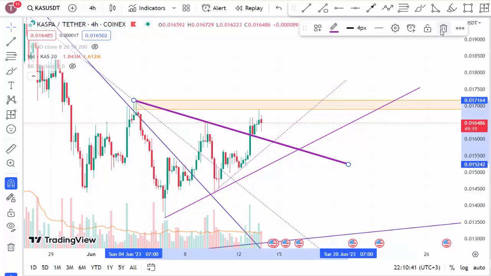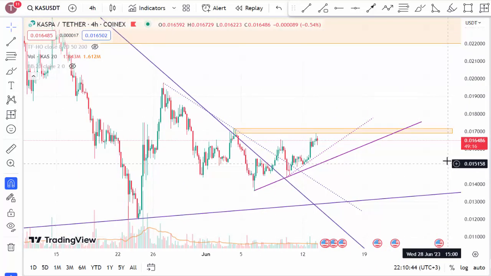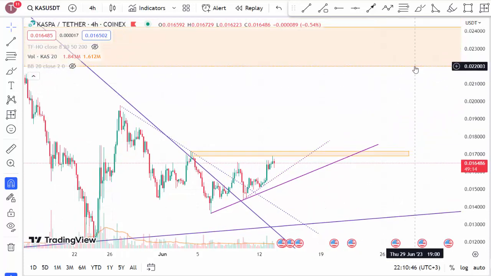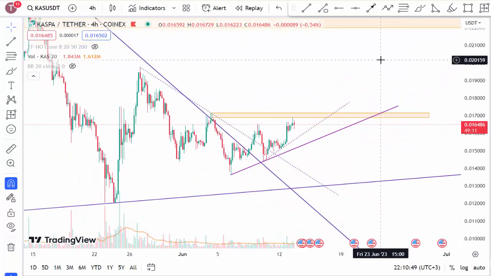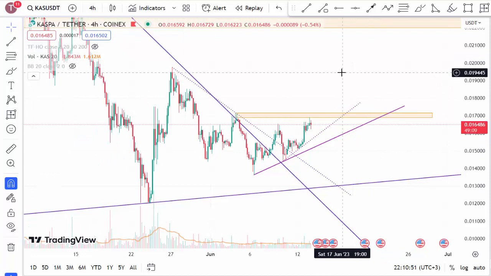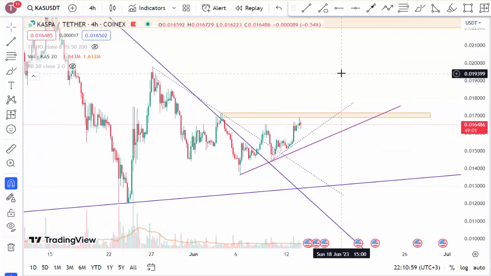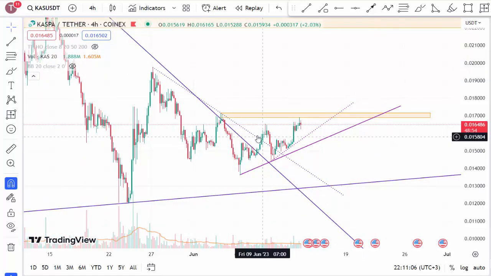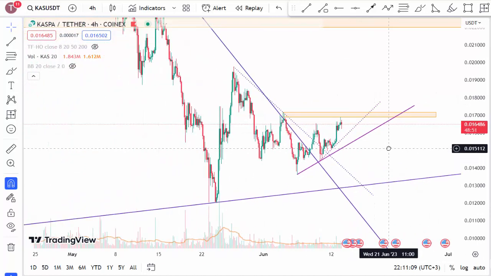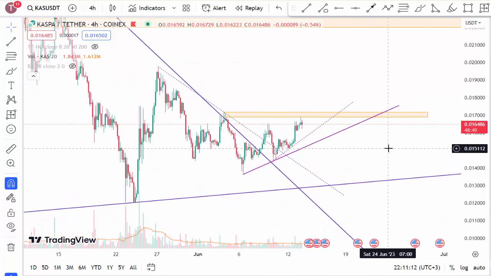If this region is broken to the upside, we can likely see a significant increase in price movements. Especially, the target level is the 0.22 level. We want that level to be broken to the upside. If that level is breached, we can say that a nice rally can begin in the price movements. We mentioned that we saw a nice upward movement, so we can say that everything is normal and progressing positively.